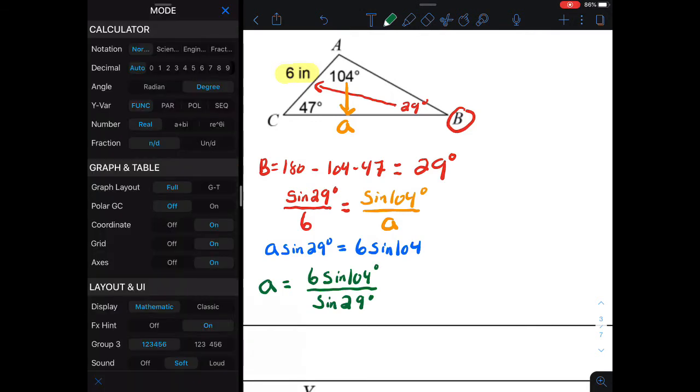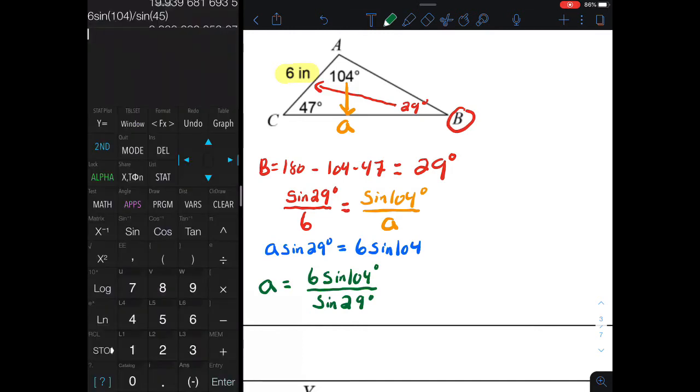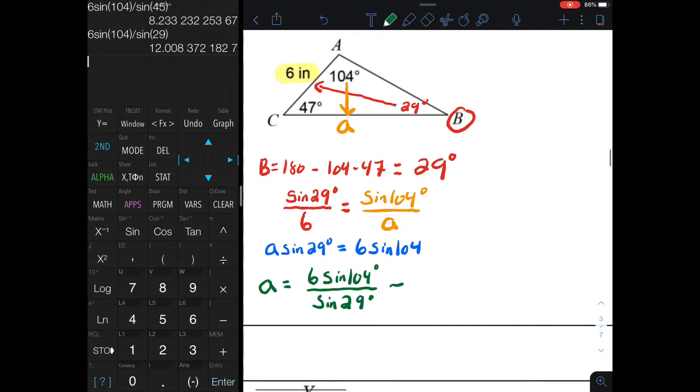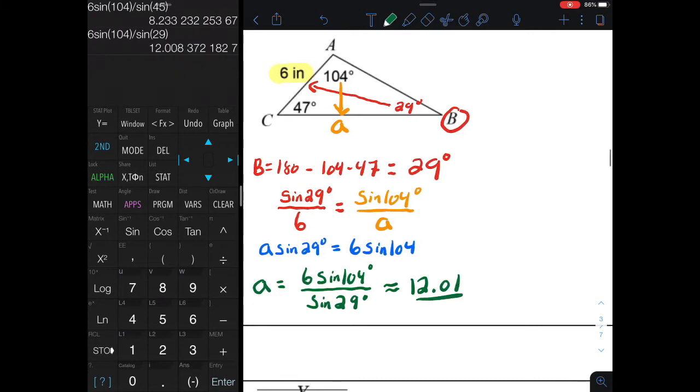Now, you've got to make sure you're in the correct mode. So I'm in degree mode over here, which is where I need to be. And so I'm working here to solve 6 times sine of 104 divided by sine of 29. And that gives me approximately 12.01. All right, so there's using law of sines to solve for a particular side.